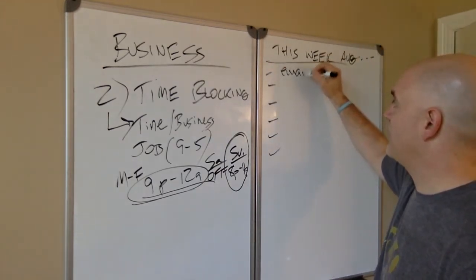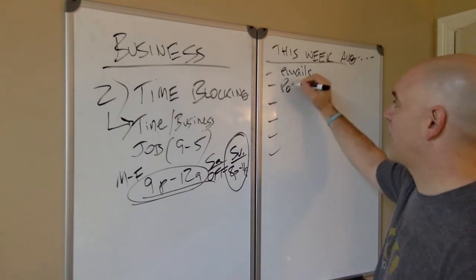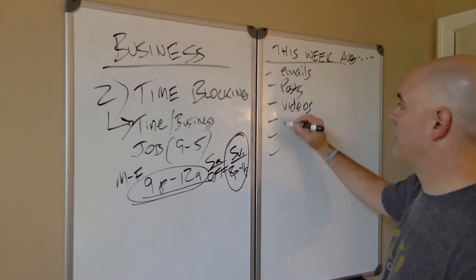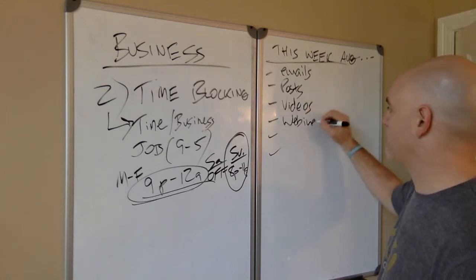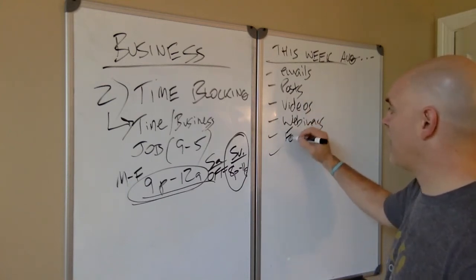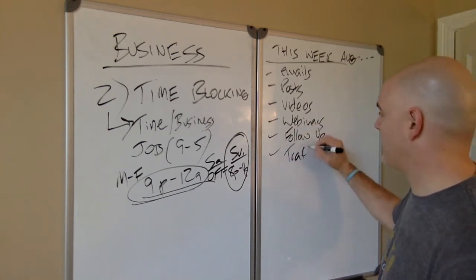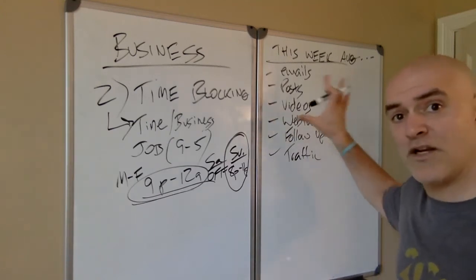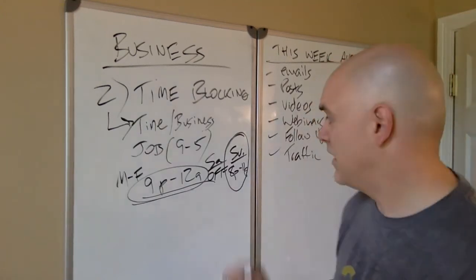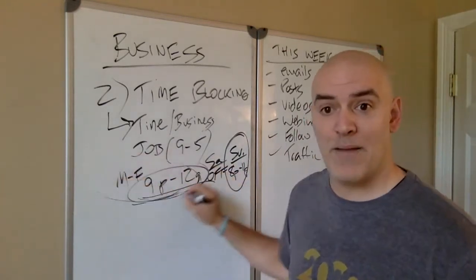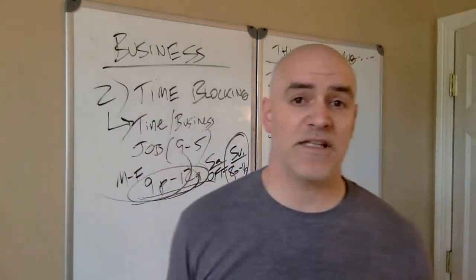If I'm writing emails, if you have an autoresponder, I want to talk about posts. We're going to talk about videos we're going to do for YouTube, webinars, and follow-up. Who am I going to follow up with this week? What type of traffic am I going to run to my business? All of those things that go into your business, that's what I would use Sunday night for, to map out my entire week.